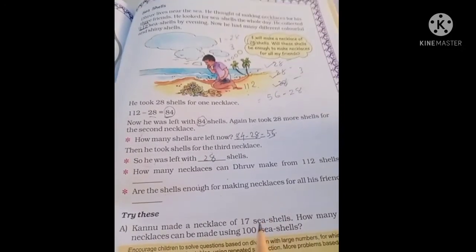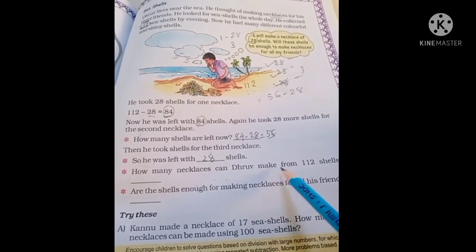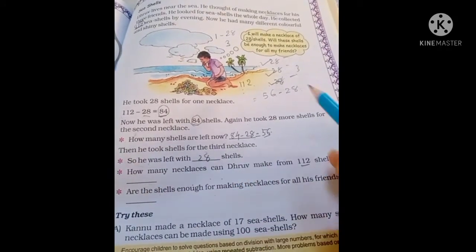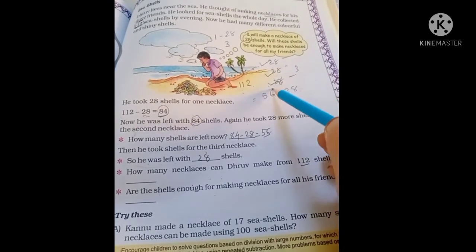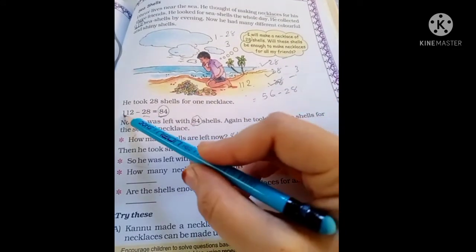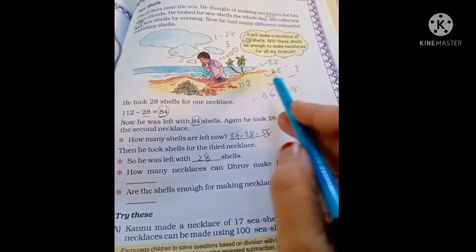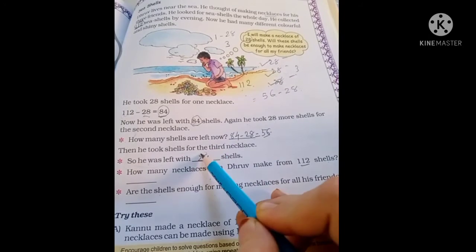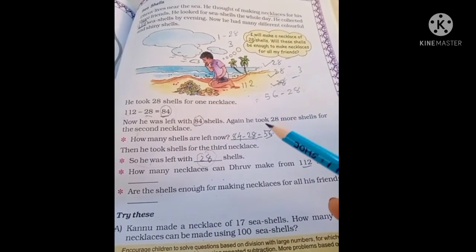Now students, how many necklaces can Drew make from 112 shells? See, he already made 3 necklaces of 28 shells each, using 112 shells. After making 3 necklaces for his friends, he still has one more 28 shells, which means he can make one more necklace, yes or no?